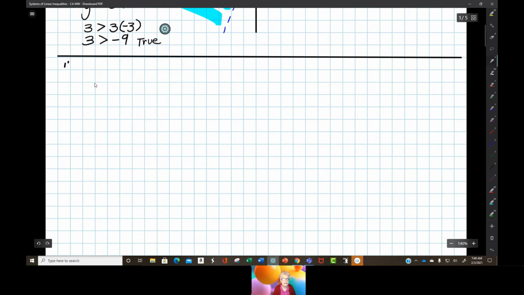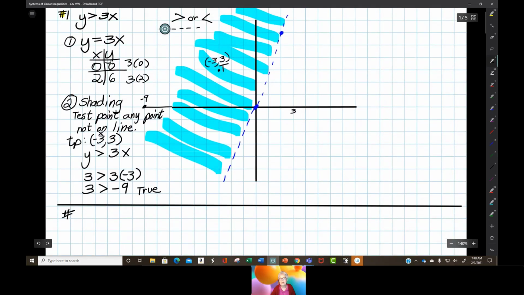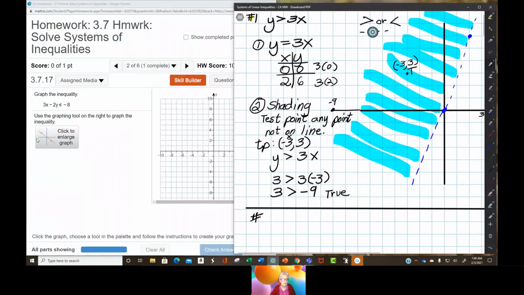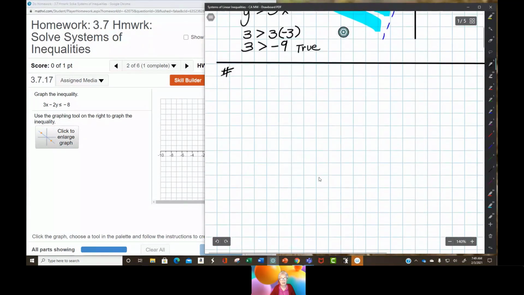This is going to be a little different because this was a line in slope-intercept form. So all I had to do was choose x's. Now, with this problem right here, this is a line in standard form. So you're going to see that I treat this a little bit differently.